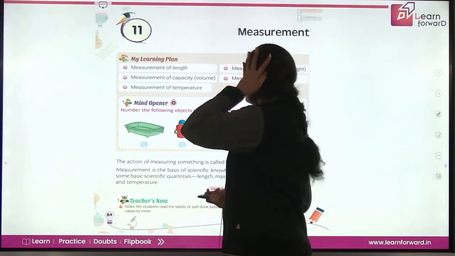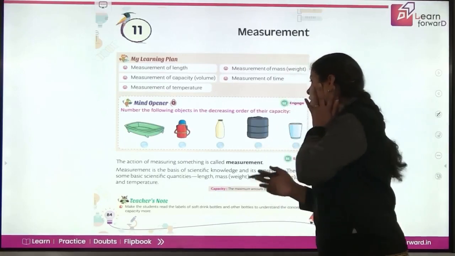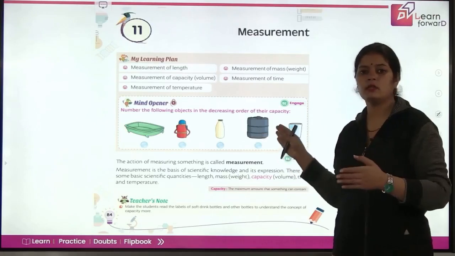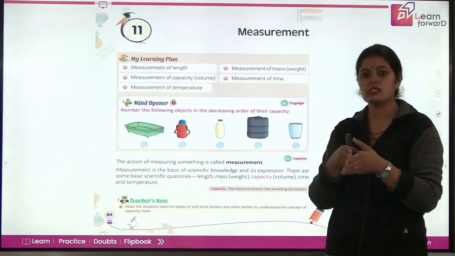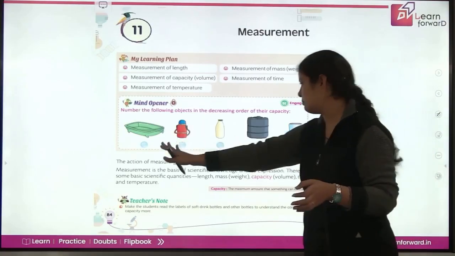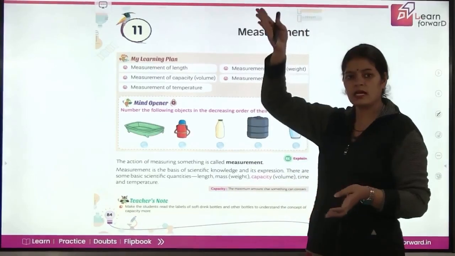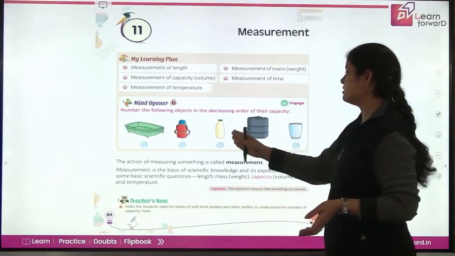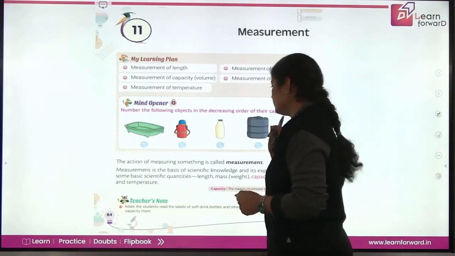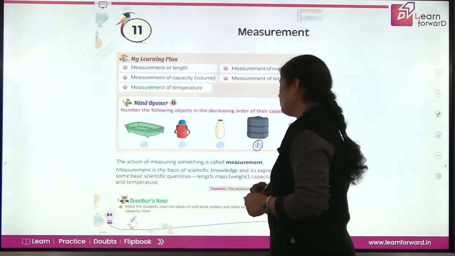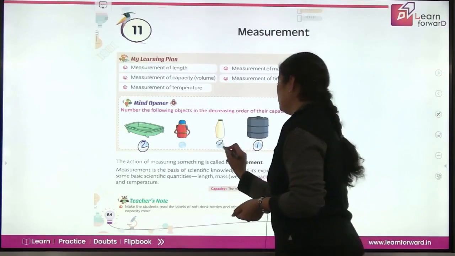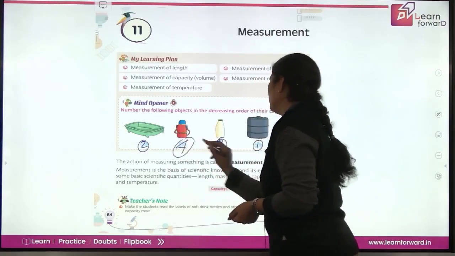Now first thing, number the following objects in the decreasing order of their capacity. Capacity means which object out of these has the highest capacity to hold things, and which has the minimum. So this is a tub, very big. This is a water tank that you have at your homes. This is a glass, this is a bottle, this is a water bottle. Okay, so first one, there will be this. 1 means maximum. 2, then 3, then 4, and then 5.